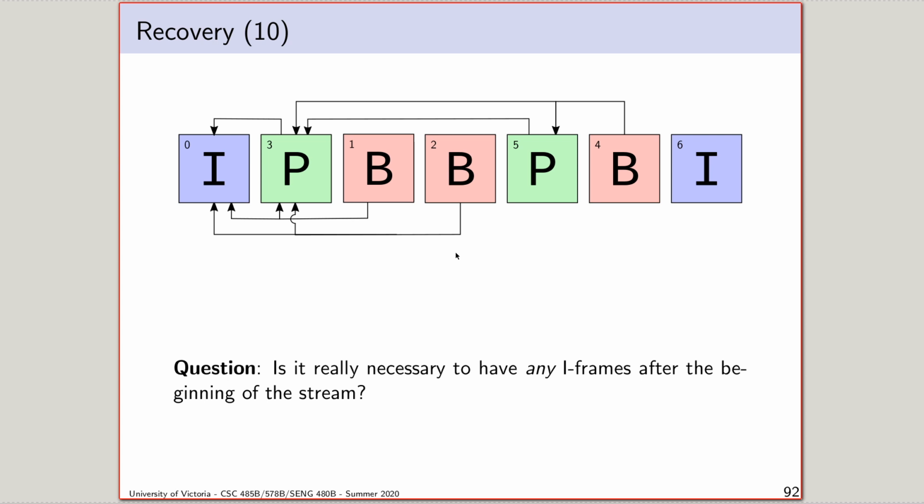If you need to be able to tune in at any point, of course you need I frames relatively frequently. Okay, so we've actually gotten through enough video compression that I can turn you loose on assignment 5.